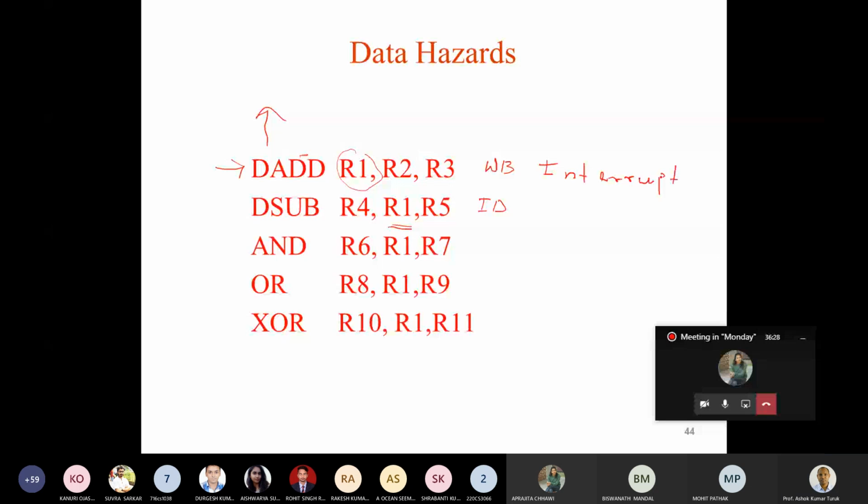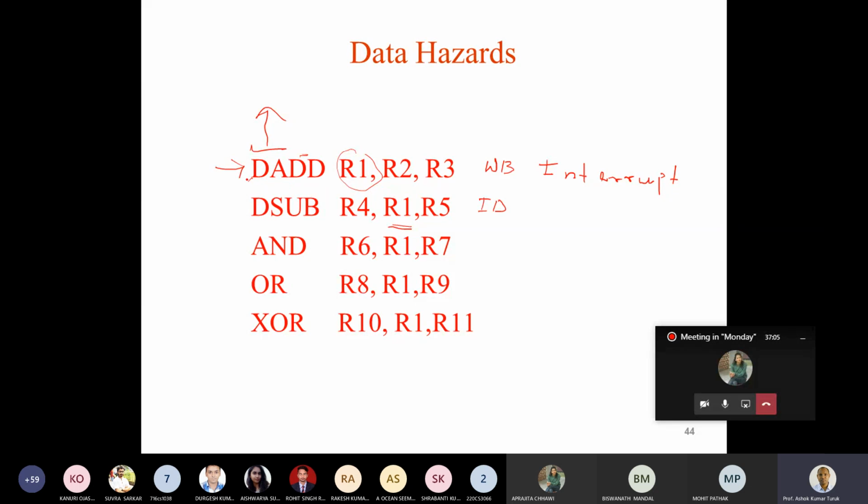Now, let's say an interrupt has occurred. What is the value of R1 the subtract instruction is going to read? Suppose the interrupt occurs here. If an interrupt occurs, the instruction currently in execution, the add instruction, we allow this instruction to complete, and the interrupt will occur between the add and the subtract instruction. So we allow the add instruction to complete.